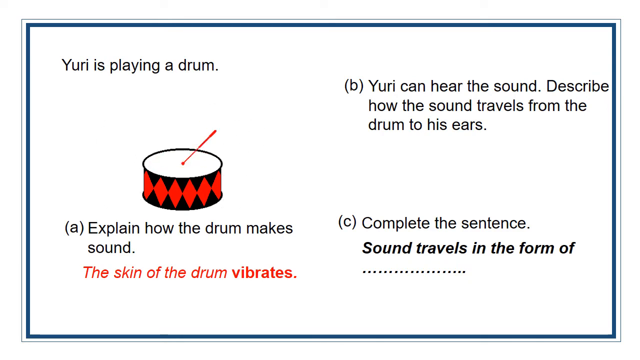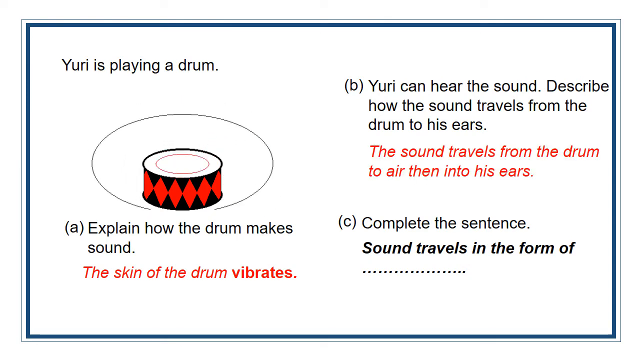Now for letter B, Yuri can hear the sound. Describe how the sound travels from the drum to his ears. So it will start from the source, which is the drum, right? The sound travels from the drum, which is the source, to the air, then into his ears. That means the vibration will start from the drum, and then it will be passed on to the air particles that surround the drum, and then it will go into his ears.